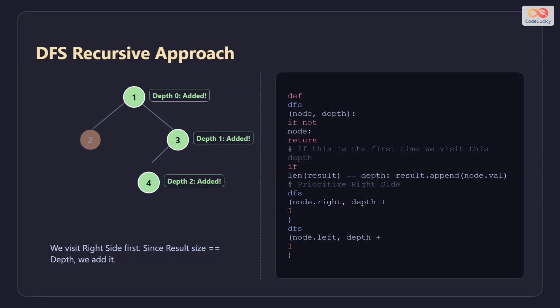Let's visualize the recursive steps. We start at the root at depth 0. Since our result list is empty, we add the root. Then we go right to node 3 at depth 1. We add it. Then we try to go right again, but if that is null, we backtrack and go left, or deep into the left branch's right child. By checking if the size of our result list equals the current depth, we ensure we only add the first node we encounter for each level.